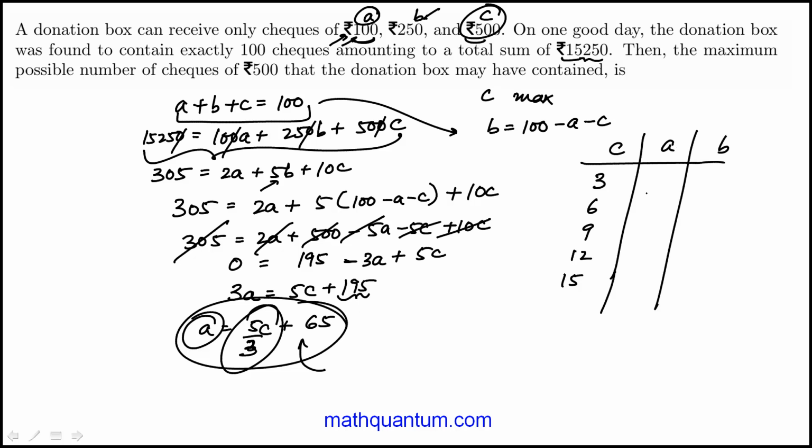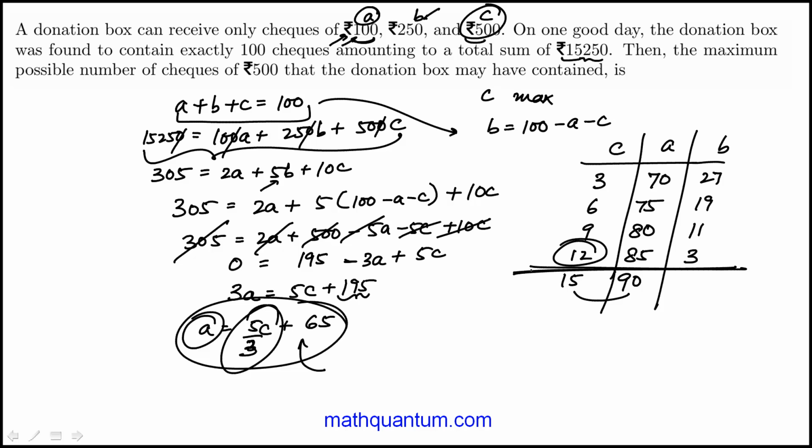So if C is 3, A is 70 and B would be 27. If C is 6, A would be 75 and B would be 19. If it's 9, and you'll see A goes 5 more, 80, then C is 12, A is 85, and B would be 3. Then if C is 15, A is 90, and now you'll see their sum would go above 100. So this is the max I can make C, which would be 12, and that's the answer.